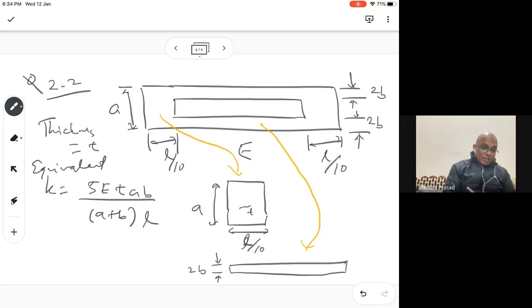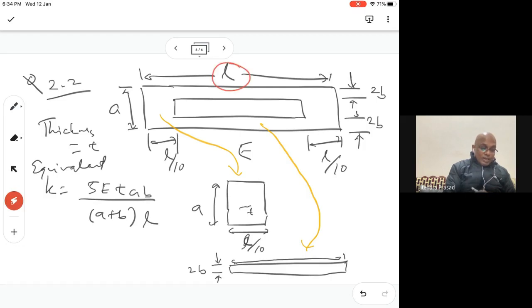And the length: the total length is L from here to here. So what we have now is L minus 2 times L over 10, because both of them are L over 10. So we have L over 5, so L minus L over 5, which makes it 4L over 5. So this is the length from here to here.